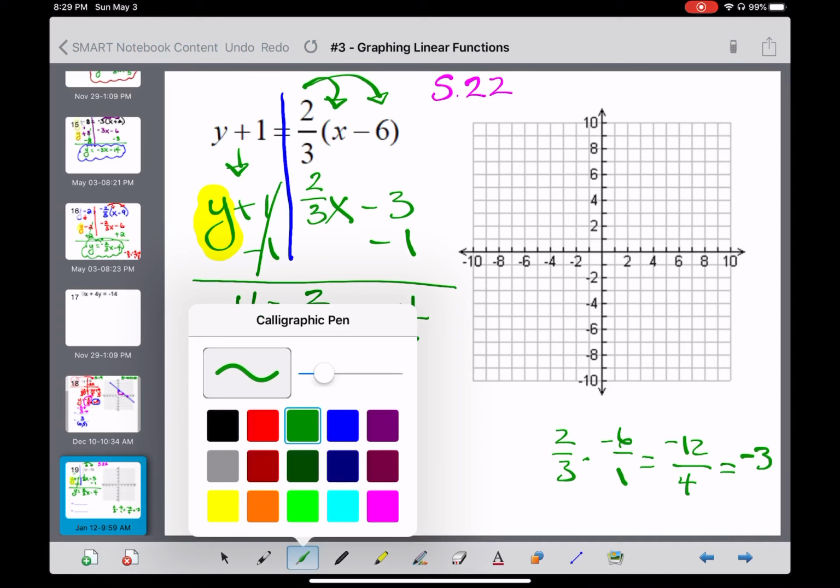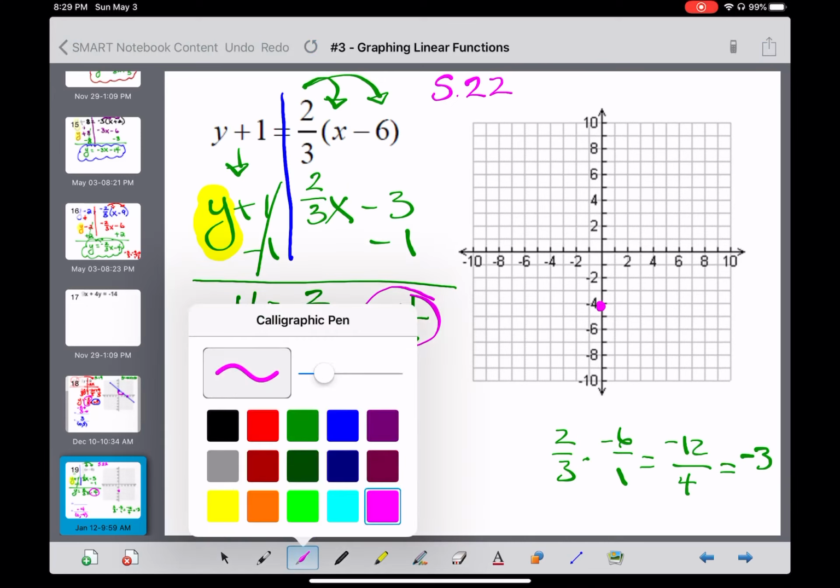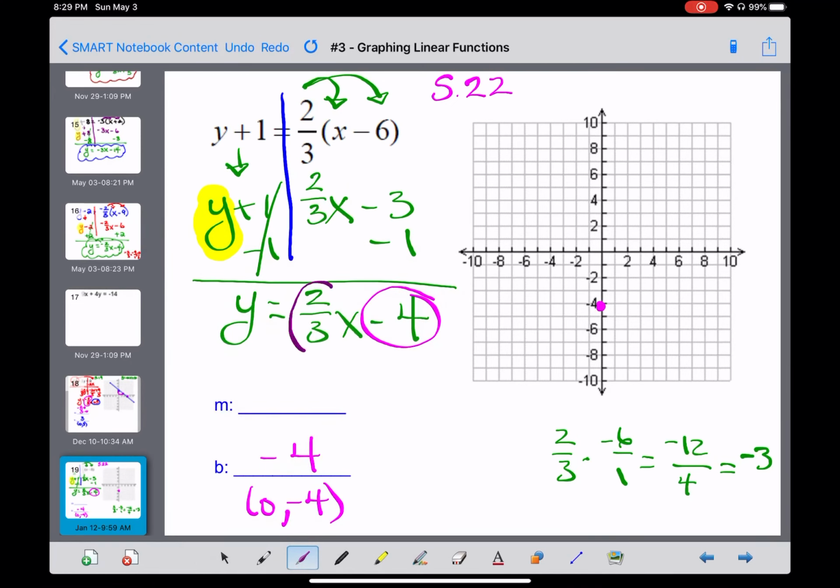Okay, so now where is my y-intercept? Right here, negative 4. It's going to go on the y-axis at the negative 4. Right there. Okay, and my slope is 2 over 3. And because it's positive, I'm going to go up 2 and 3 to the side. 1, 2, 1, 2, 3. Get my line and connect my points. Okay, guys?